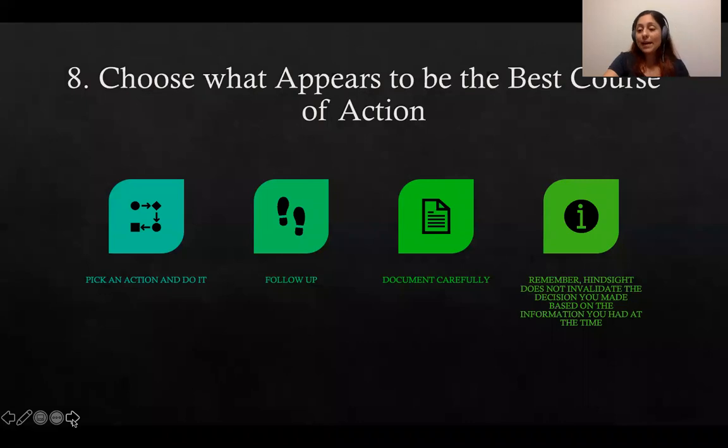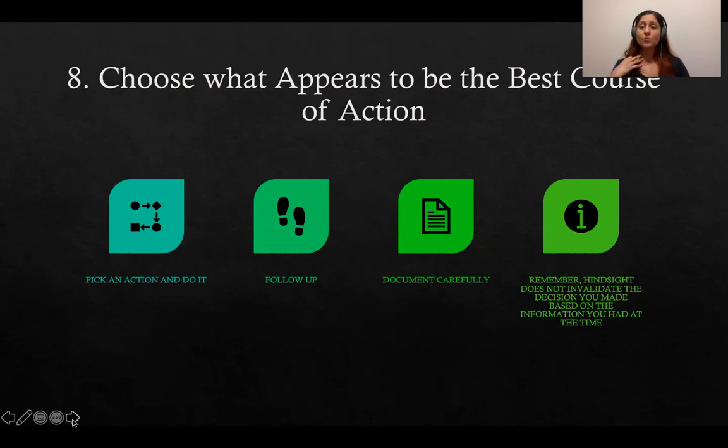All right, step 8, choose what appears to be the best course of action and do it. So pick an action and do it. Follow up with the client, with your supervisor, to assess whether your actions had the desired outcomes, and document your choice carefully. Your documentation is your protection.